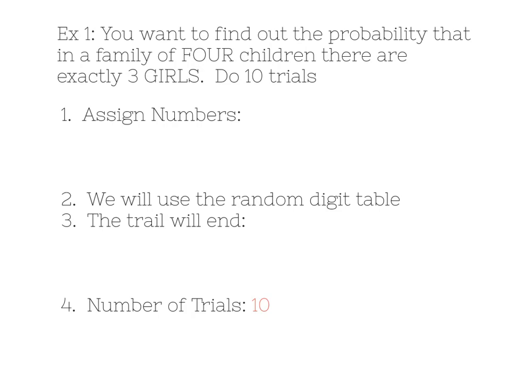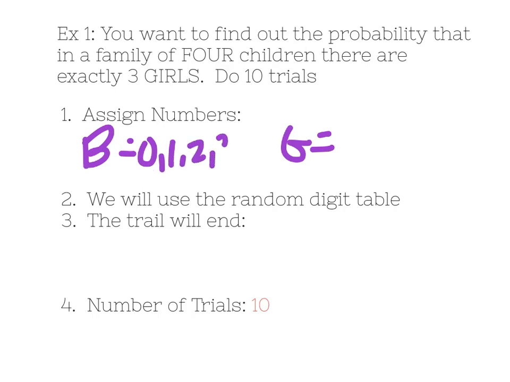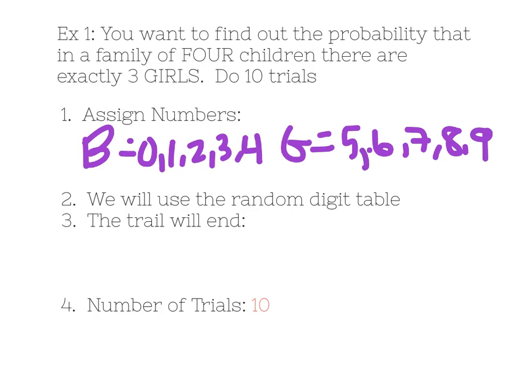Here is our first problem. It says you want to find out the probability that in a family of 4 children, there are exactly 3 girls. So we're going to do 10 trials. Remember, 10 trials is probably not the best number to do, but we're kind of crunched for space on this. So you've got 2 options. You have boys and you have girls. And the boys and the girls are 50-50. So you can assign them any way you want. Since it's 50-50, I would use the numbers 0, 1, 2, 3, 4 for boys, and 5, 6, 7, 8, 9 for girls. And you can do it the other way as well.